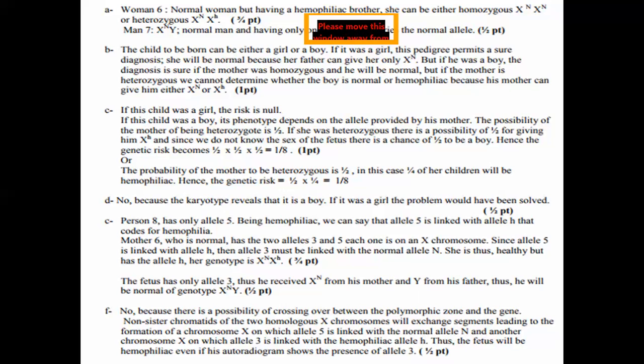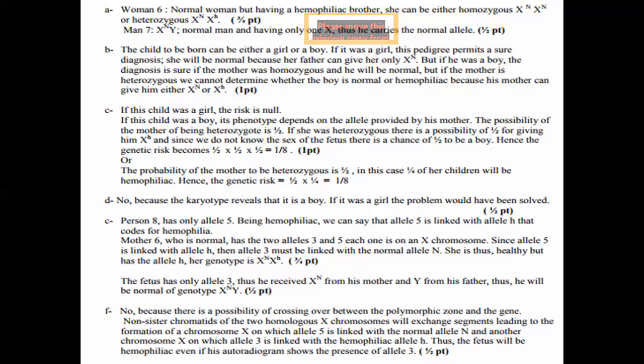So the non-sister chromatids of the two homologous X chromosomes will exchange segments. This will lead to the formation of an X chromosome on which allele 5 is linked with the normal allele, and another X which will be linked with the hemophilic allele. Thus the fetus may be hemophilic even if his autoradiogram shows the presence of allele 3. So if you have crossing over, we have a high chance for this individual to be hemophilic. And here is the case of crossing over, and we have to pay attention to this.